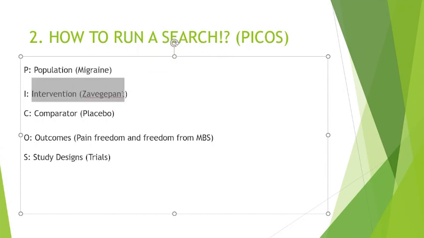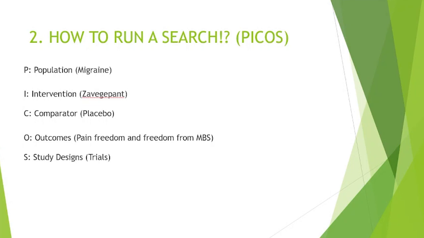Then our intervention. Intervention basically means the drug that we are looking at. The drug is Zweggy, and we're going to look at people who have been taking Zweggy for their migraine. So that narrows it down. You see, in each and every step, we're going to narrow our search down. The first step was migraine.